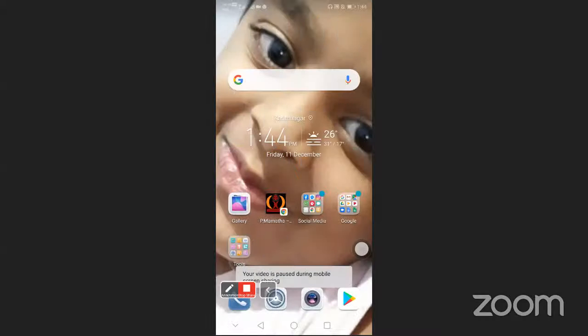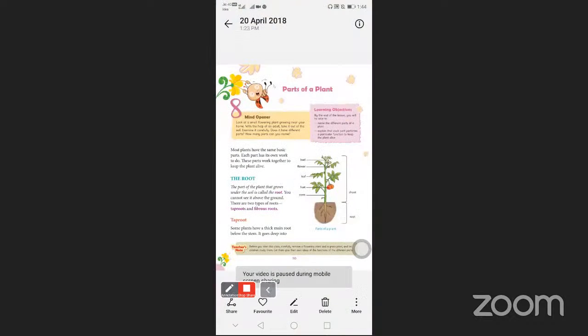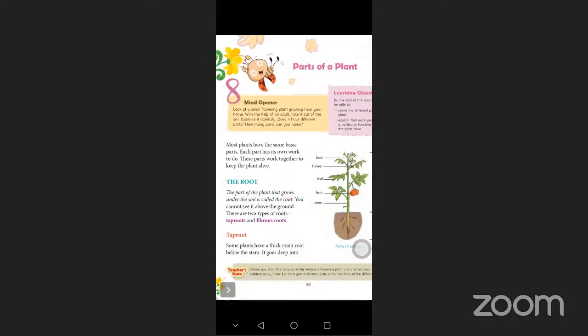Okay, students. Here you see most plants have the same basic parts. Same basic means all plants have the same basic parts. There are no different parts. Just as human beings have the same parts.